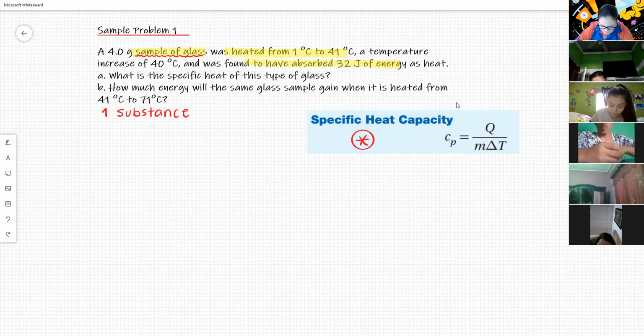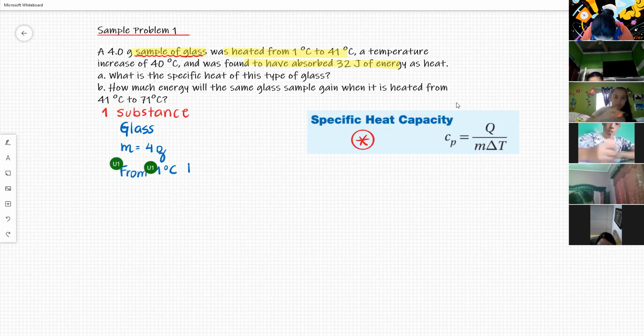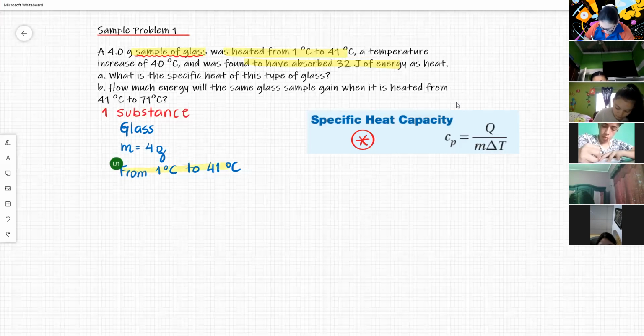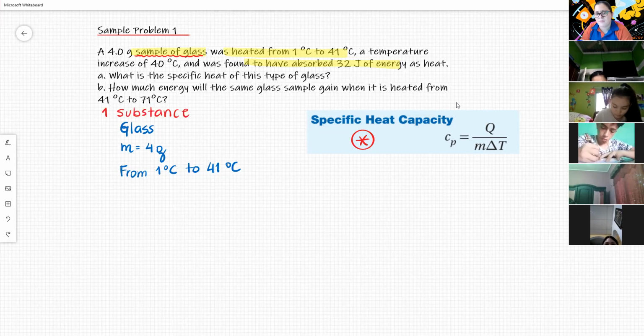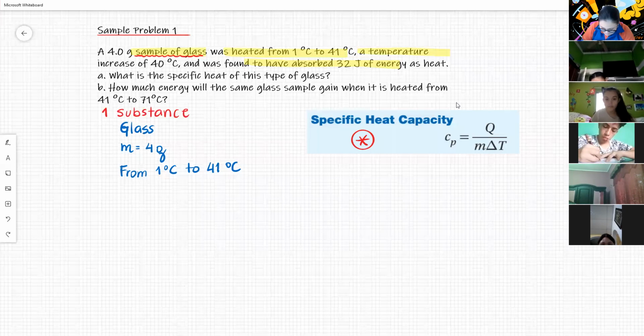Now, what do we know about the substance? We know that the substance is glass, is material glass, okay? And it has a mass of 4 grams. We also know that it was heated from 1 Celsius to 41 degrees Celsius. Now, from this, we have a range of temperature. From range of temperature, we can get the changes in temperature. But in this case, the problem also gives you a temperature increase of 40.